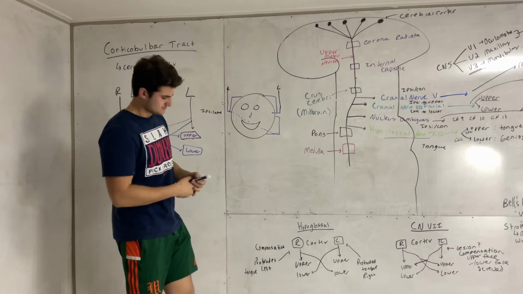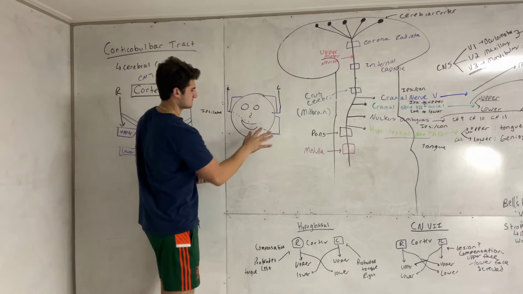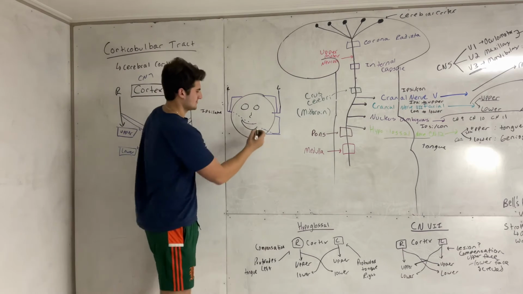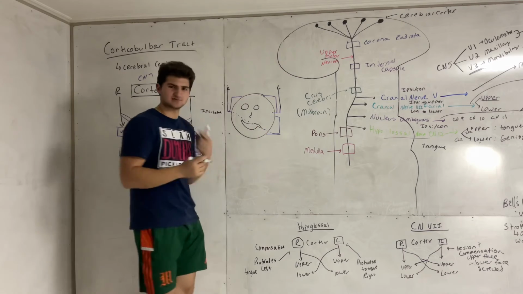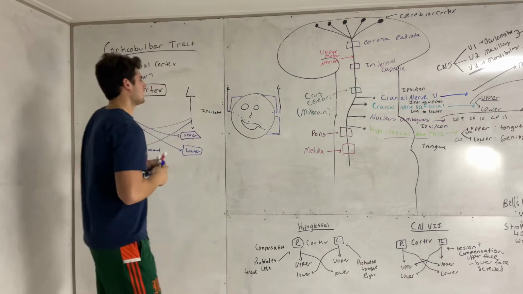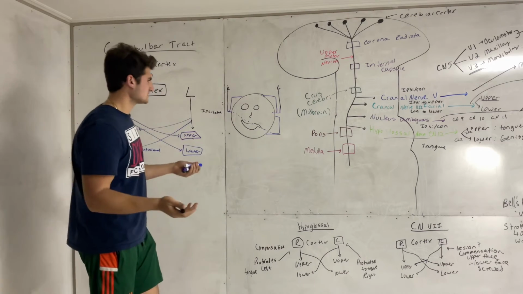Their mouth, we're going to draw it a little droopy. I'm going to try. All right, it's a little droopy. Their eyes, maybe something's wrong with them. Okay, how can we determine where the lesion was?